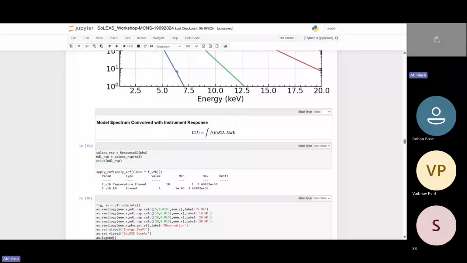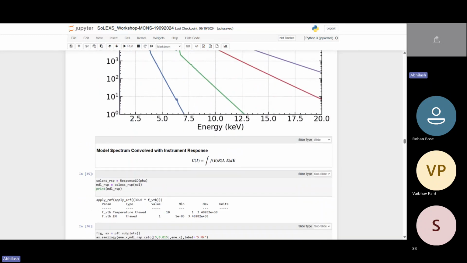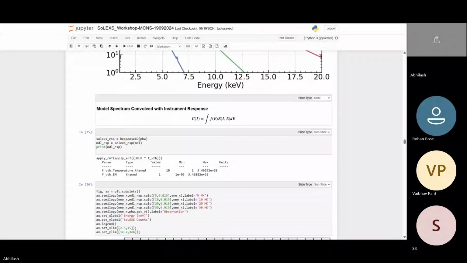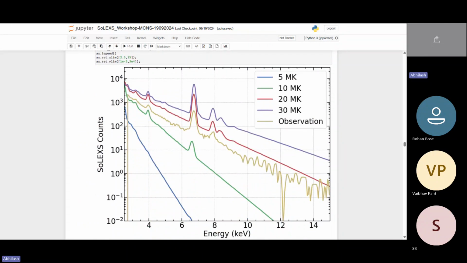And of course, what we see is not the simulated spectrum, but the convolution of the simulated spectrum with the response of the instrument, right? So what we really observe is something like this. So 5 megakelvin is somewhere here, 10 megakelvin is here, 20 is here, 30 is here, and what you see in the yellow is the observation. So we can try to estimate what should be the temperature of this observed spectrum. It should be somewhere between 10 and 20, and closer to 20. Right. So this is about 20 megakelvin.